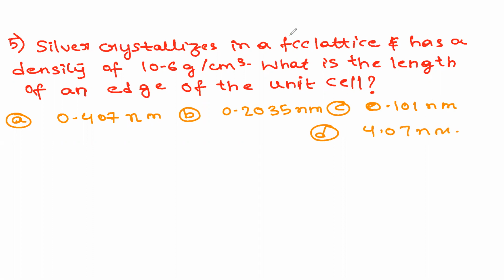Now coming to the solution of this. Before going to the solution, you already know the formula for density of unit cell. Density rho is equal to Z into M divided by a cube into Na.